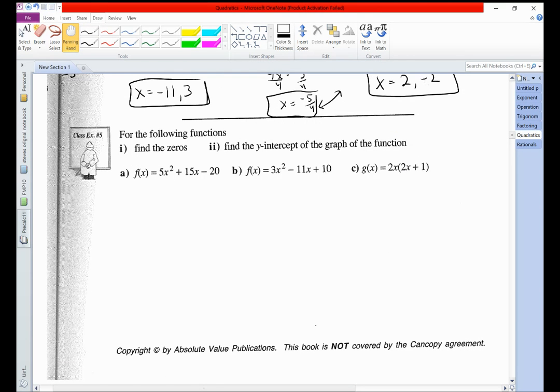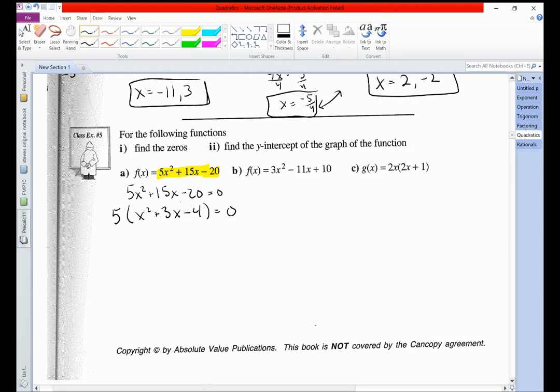For the following functions, find the zeros and find the y-intercept of the function. Well, we can find the zeros. It's the same as finding the roots. We're going to take our function here and set it equal to 0. 5x squared plus 15x minus 20 is equal to 0. In this case, I can factor a 5 out. So I'm left with x squared plus 3x minus 4.